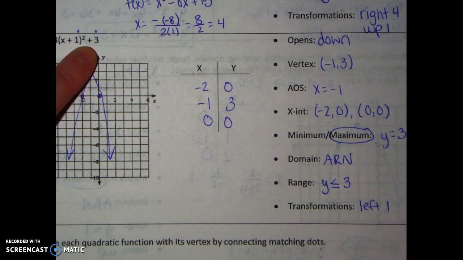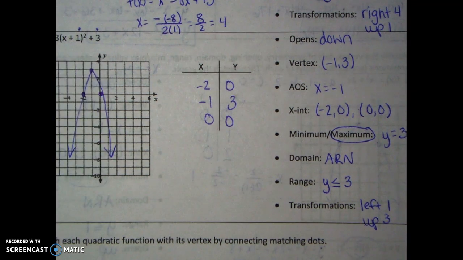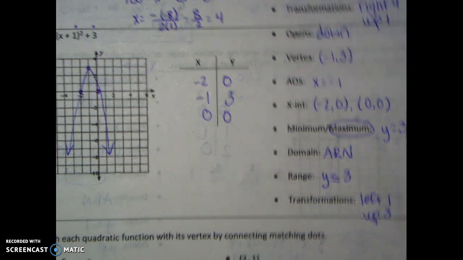And then this tells me up 3. Okay, so that is it for the graphing part. Now you had a matching section below where you had to find the vertex of pretty much all of them.